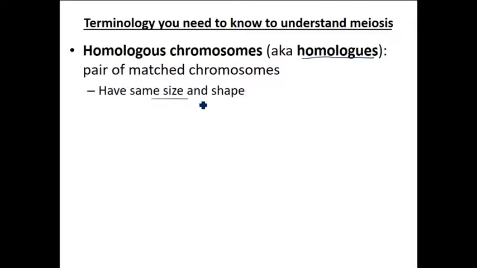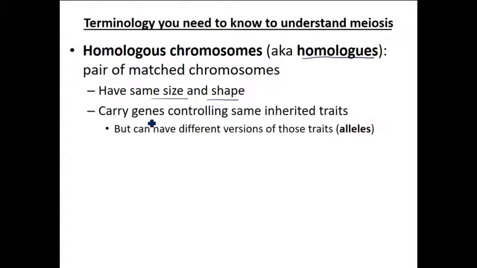They have the same size and the same shape as each other, and probably more importantly, they carry genes controlling the same inherited traits. So if you have a gene for hemoglobin on one of your homologs, you will also have the gene for hemoglobin on your other homolog. That is to say that they carry genes controlling the same inherited traits, but they don't necessarily have the same versions of those genes. Different versions are called alleles.